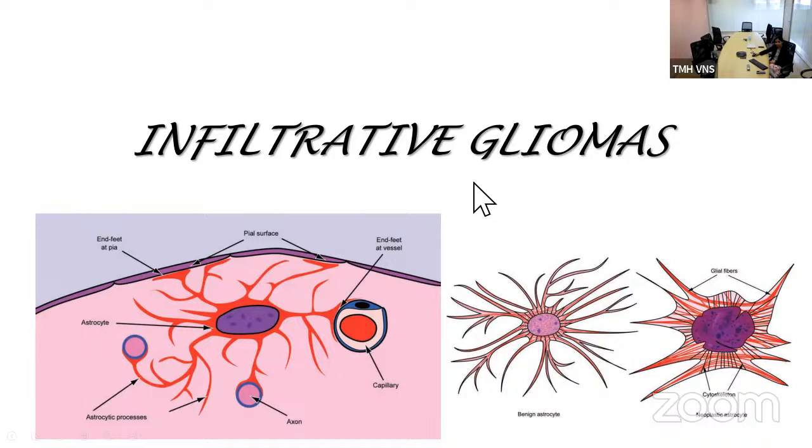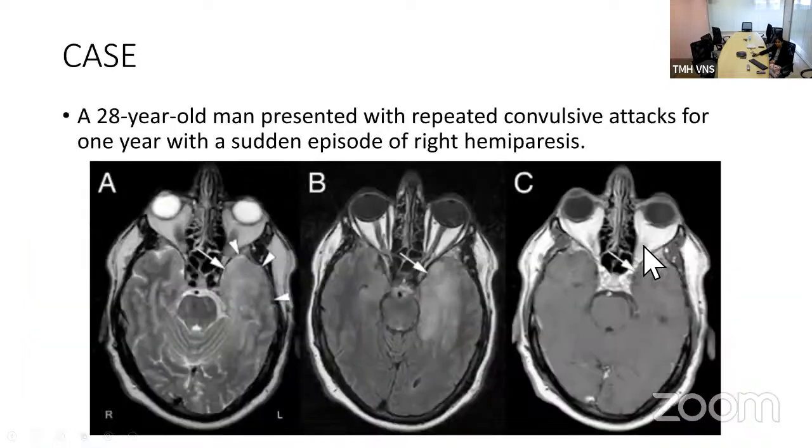Now I have discussed the brain tumors in a case-based approach, and these are not original cases. The pictures have been taken from textbooks, and these are virtual cases. So suppose a 28-year-old man presented with repeated convulsive attacks for 1 year with a sudden episode of right hemiparesis.